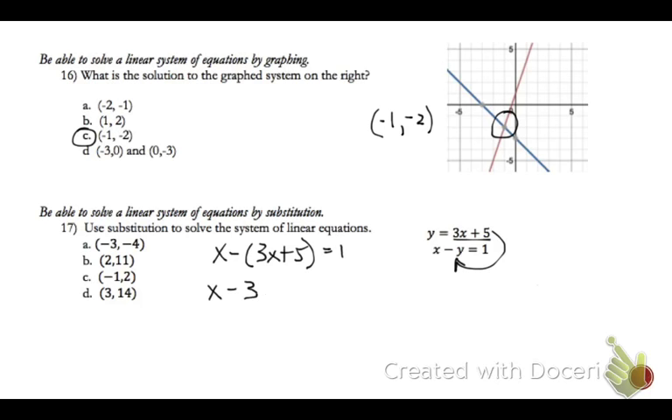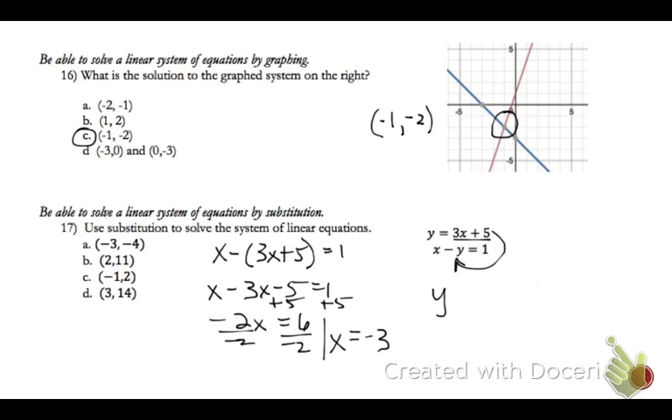Now I need to distribute my negative and then combine my x's and solve. So I'll have -2x equals 6. Divide both sides by -2, so x equals -3. Now I need to plug in -3 for x so that I can find out what y equals. So that will be -9 plus 5, or -4. So the point of intersection for these two lines is the point (-3, -4), or choice A.